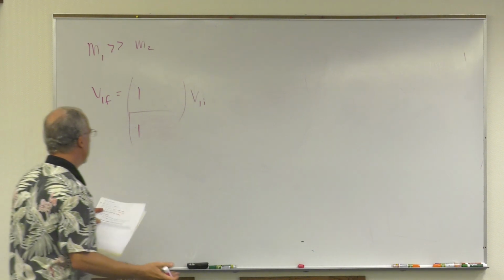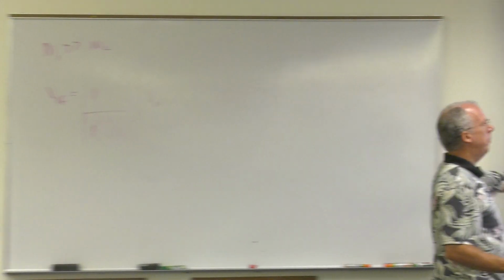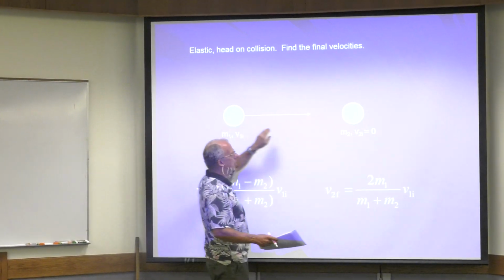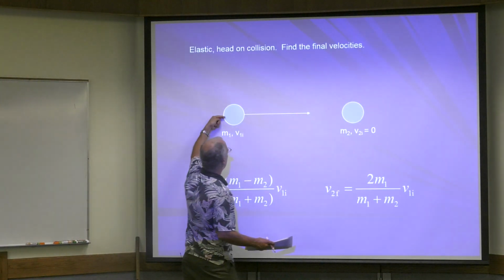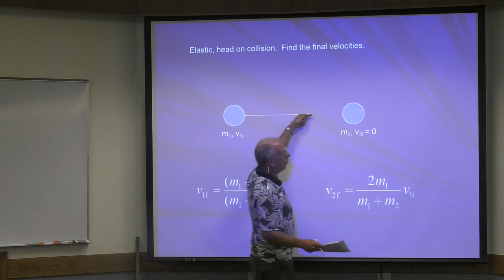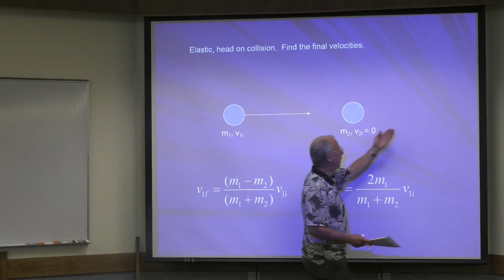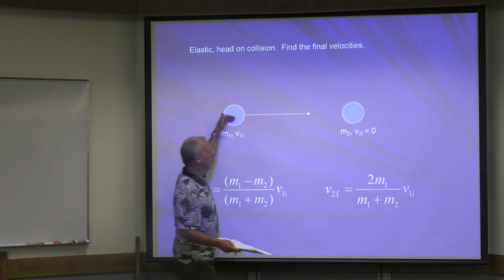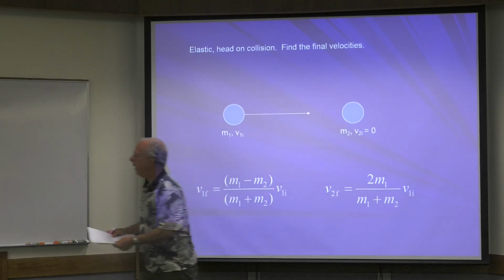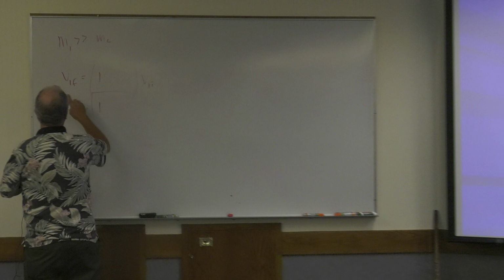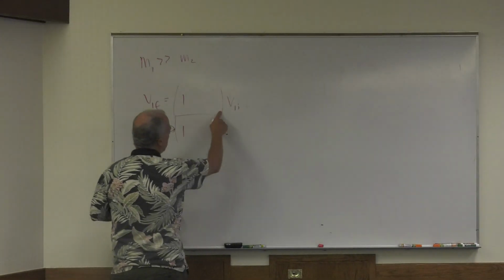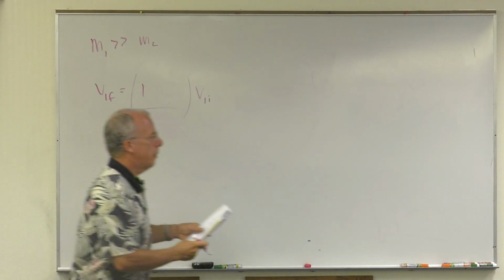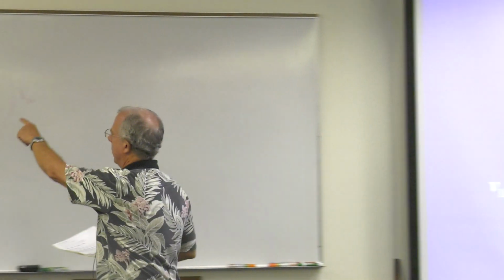Does that make sense? If this is a big, solid, massive tungsten ball and this is a ping pong ball going at 5 meters per second, what's it going to do? It's just going to keep going at 5 meters per second. What's a ping pong ball going to do to a super dense tungsten ball? So we see V1 final equals V1 initial. The speed of this guy doesn't change at all for this approximation.